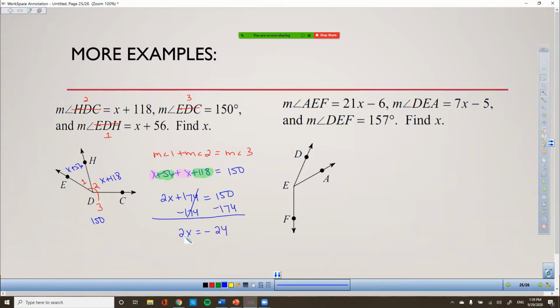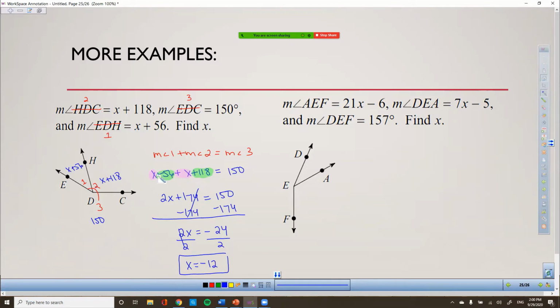And lastly, to solve for x, since I want to leave my x by itself, I've got to get rid of the 2. So I do the opposite. I divide by the same, divide by 2. And that means that my x here actually equals negative 12. There you go. And that's how we were able to solve for x.